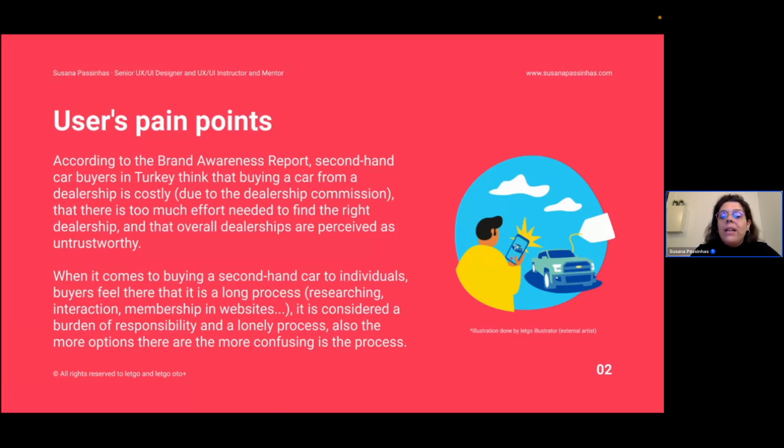And when it comes to buying a second-hand car from individuals, they feel that it is a long process, because you don't know the person. They need to research. They need to be members of websites, a bunch of things they need to do to avoid this commission in the dealerships. There's a lot of work for you to make sure that you're buying a car from another person. It's considered a burden of responsibility and a lonely process. Also, the more options there are, the more confusing the process is. So this is what we know.